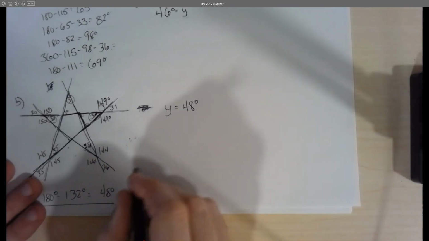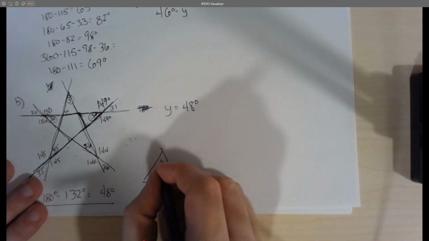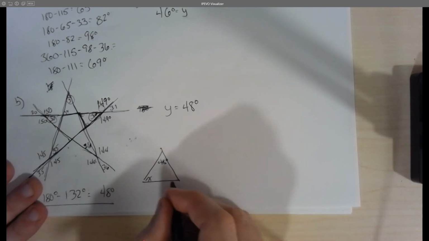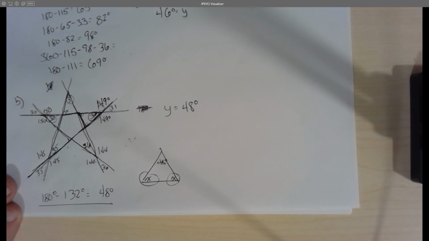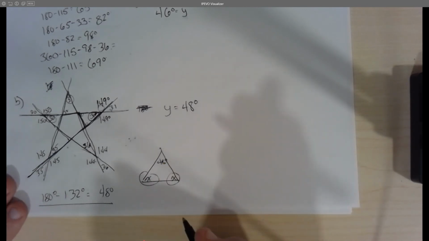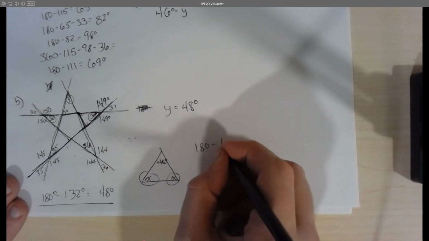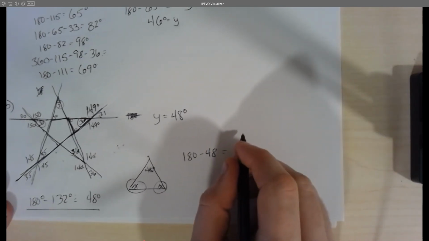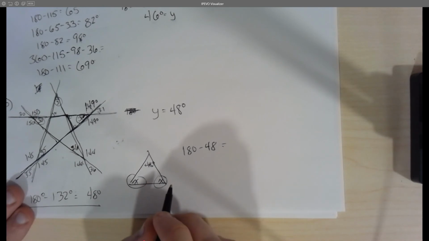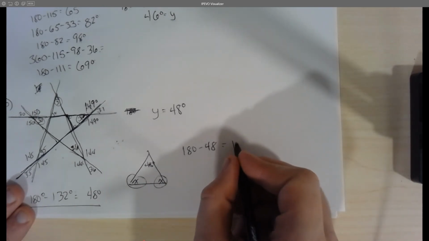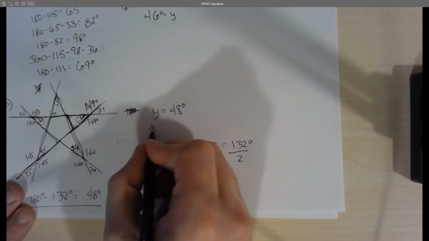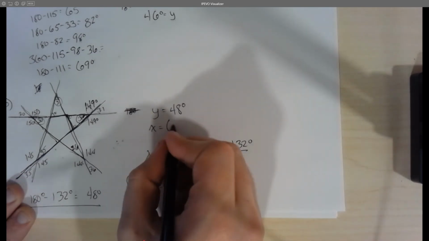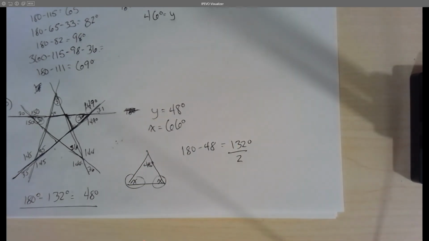Now this is an isosceles triangle. So if this is 48 degrees, this is x, but this also is going to be the same, x and x there. So if that is the case, and this is 48 degrees, then 180 minus 48 is going to give us what those two x's together are going to equal, which is going to be 132 degrees. All I need left is to divide that in 2 to figure out what each x is going to be, and that is going to be 66 degrees for each x value. So that gave us our x and our y value for that particular star.